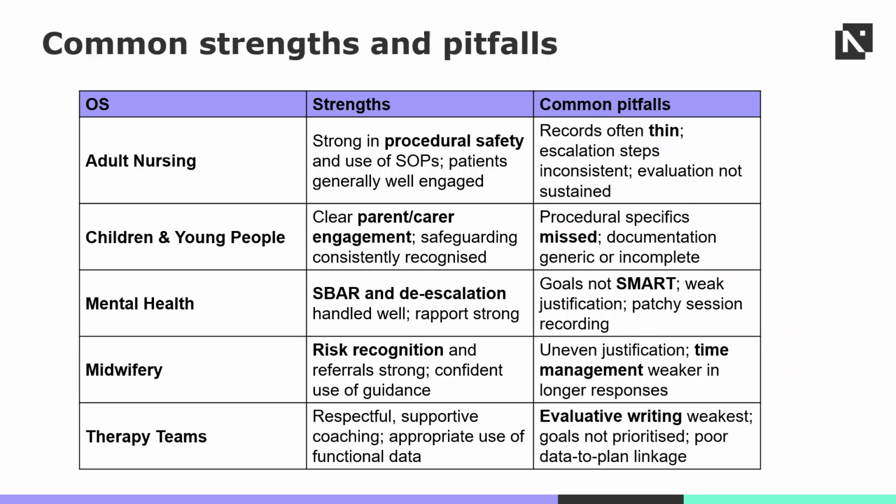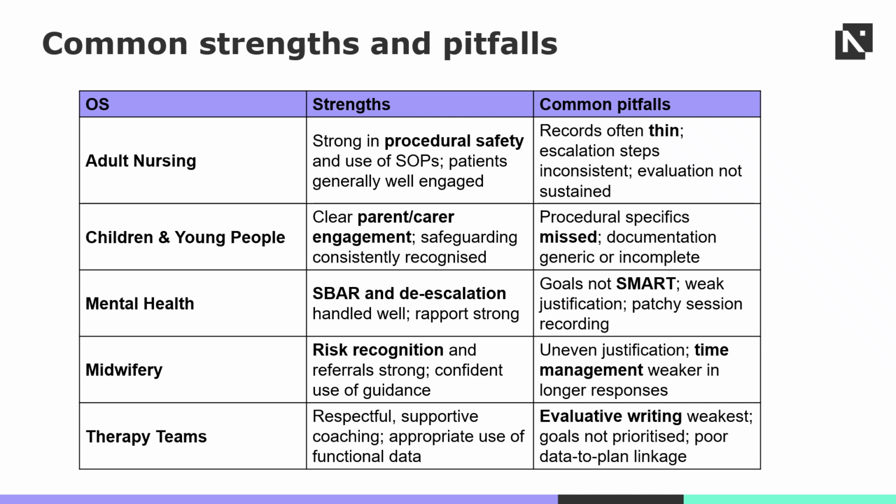So this table explains the pattern behind the averages. Adult nursing candidates were safe and competent procedurally, but escalation and evaluation often lacked depth. Children and young people learners engaged well with families in safeguarding, but procedural checks and record keeping let them down. And a similar pattern as before in mental health: communication through SBAR and de-escalation was strong, but goals weren't always SMART and recommendations lacked rationale.